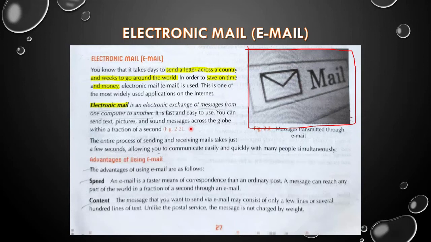Okay, now we will see the advantages of using email. The advantages of using email are as follows. The first one is speed, second is content. The speed: an email is a faster means of corresponding than an ordinary post. A message can reach any part of the world in a fraction of a second through an email. So the first characteristic is speed. Within a fraction of a second it can be sent and reach any part of the world.